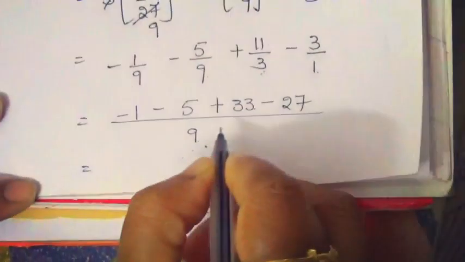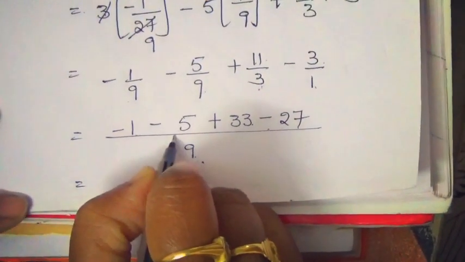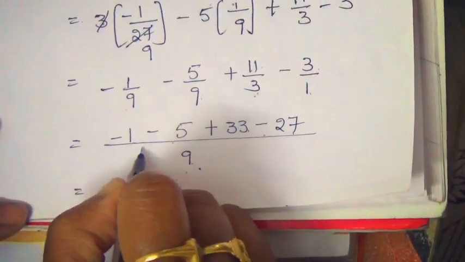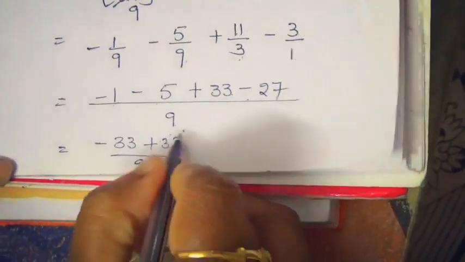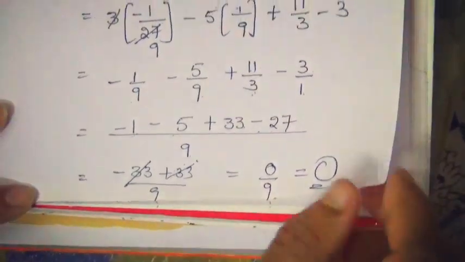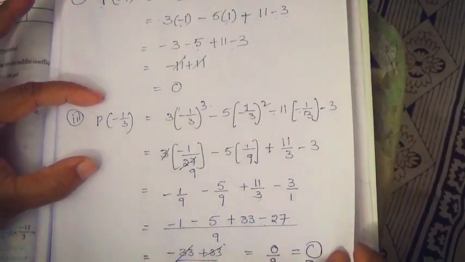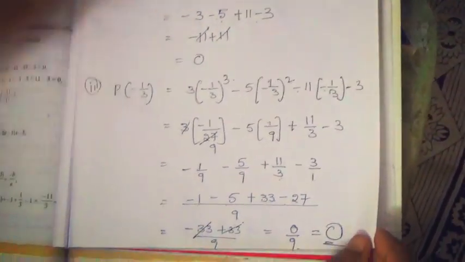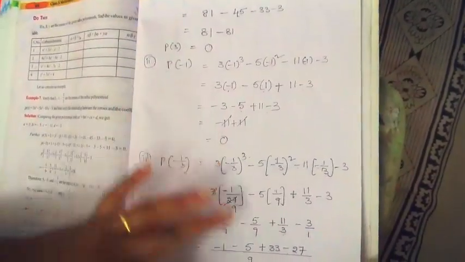Look here, these all are negative numbers. So 27 plus 5 is 32, 32 plus 1 is 33. Negative numbers, so minus 33 plus 33 by 9. Here positive and negative cancel, 0 by 9, hence it gives 0 as an answer. So 3, minus 1, and minus 1 by 3: these 3 are the zeros of the given polynomial. Here are the answers we got. When you substitute these numbers in the given polynomial, you will get these zeros.